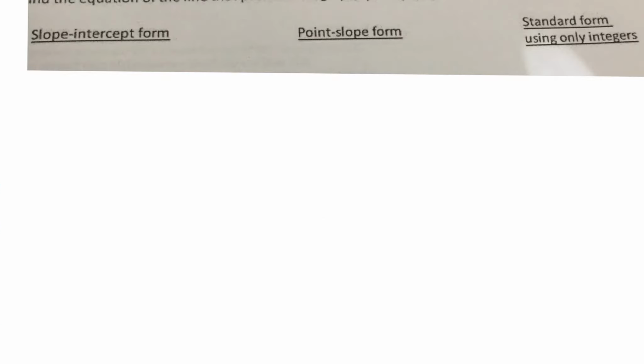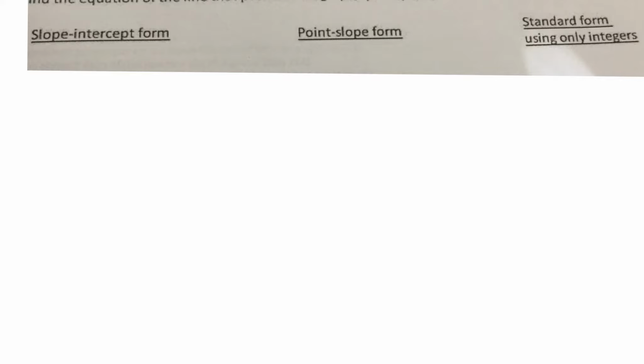Okay, so we're given 2 points, (-2, 5) and (-1, -3). And we're told to find the equation of this line and put it in all 3 forms: slope-intercept form, point-slope form, and standard form. So okay, what form would I want to use?